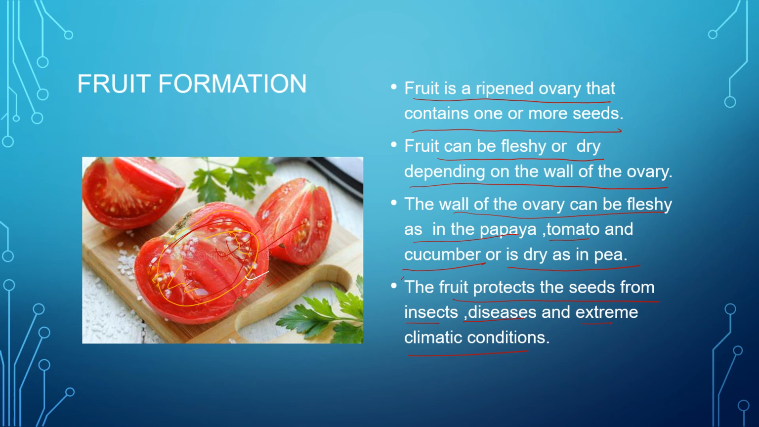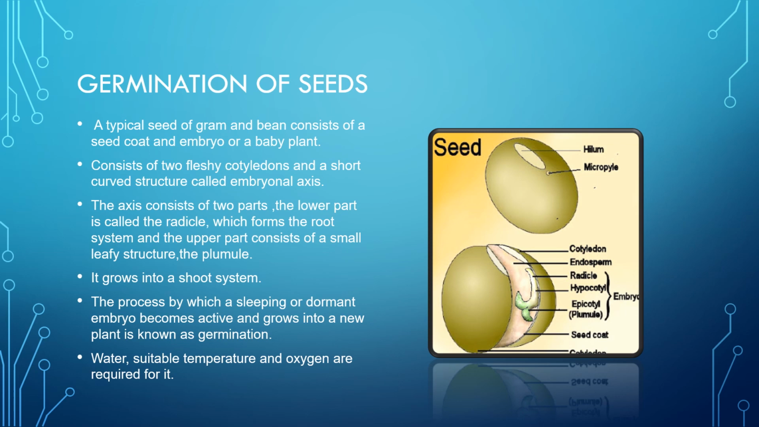Now, after fruit formation, we will move on to the germination of seeds. What we can see here is a typical seed of gram or a bean seed, which consists of a seed coat. You see in this diagram, we have a seed coat. Now it consists of two fleshy cotyledons, one this side and one that side.